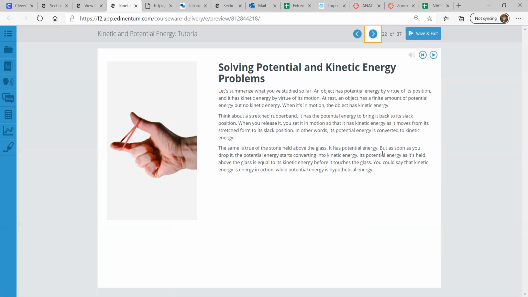The same is true when you hold a stone above a sheet of glass. It has potential energy. It could potentially fall on that glass. As soon as you drop it, the potential energy starts to convert into kinetic energy. Its potential energy as it's held above the glass is equal to its kinetic energy right before it touches the glass. You could say that kinetic energy is energy in action, while potential energy is hypothetical energy, energy that could do something, but it's not in action.